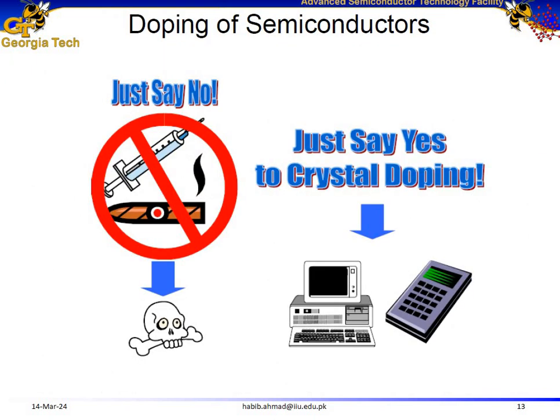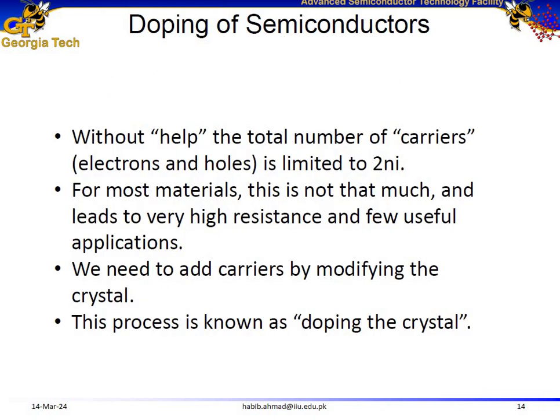Now let us talk about the doping of semiconductors, particularly about the doping of silicon. We know that in case of silicon, the intrinsic carrier concentration is 10 to the power of 10 per centimeter cube, which means that we have 10 to the power of 10 electrons and 10 to the power of 10 holes available for conduction for an undoped silicon material. But is that number enough for making devices for conduction?